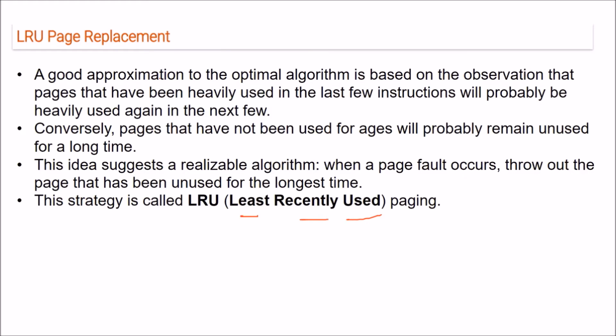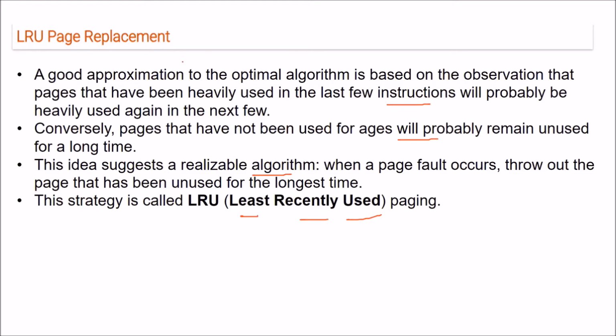Then we come to LRU page replacement. That is least recently used. A very good approximation to the optimal algorithm is based on the observation that pages that have been heavily used in the last few instructions will probably be heavily used again in the next few. If something is being used heavily, why not assume that it will be used again? Or you can say that pages that have not been used for ages will probably remain unused for a long time. So we can replace them.